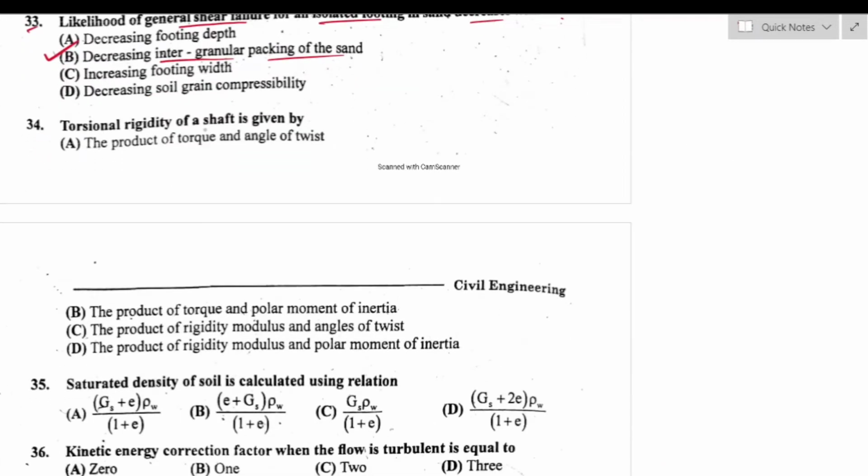Question number 34. Torsional rigidity of a shaft is given by. The general torsion equation of a shaft is given by the following formula: T by J = tau by R = G theta by L. So TL by theta is equal to G into J. So the torsional rigidity of a shaft is the product of rigidity modulus and the polar moment of inertia. So the right answer is option D.